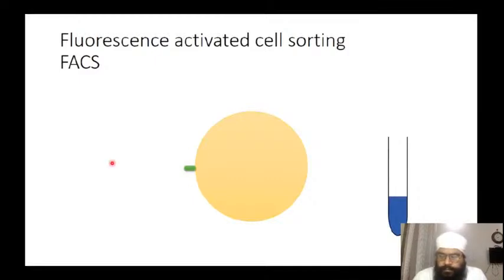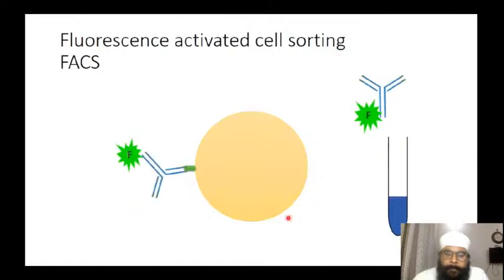To do this, first of all, I have to design a specific antibody for this protein. This antibody is specific to the protein of my interest. I can buy this antibody. There are companies who design specific antibodies for particular proteins. Then I have to label this antibody with a specific fluorophore. Now, what I have to do is add this labeled antibody to the mixture of cells I have. When the antibody is added to the cells, this antibody is going to bind specifically to the protein of my interest, and then I will have labeled cells. So the cells who are expressing the protein will be labeled with this fluorophore.